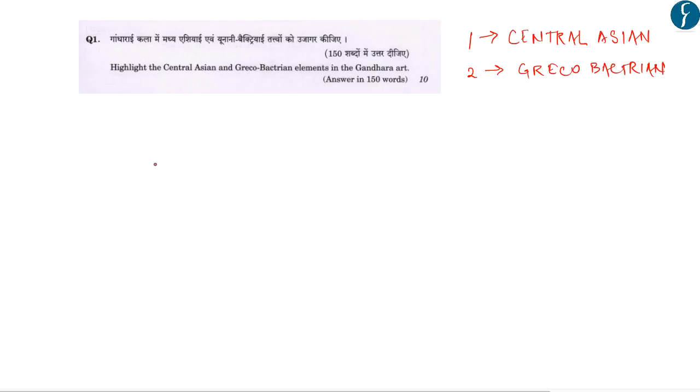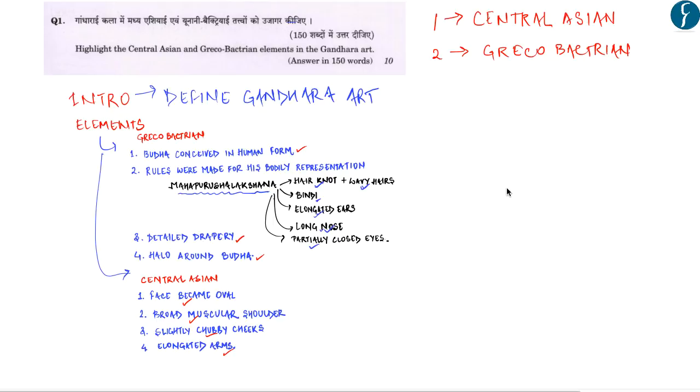The answer should ideally begin with an introduction. An introduction in this case can start by defining Gandhar art. Immediately after defining the Gandhar art, it is advisable to directly move on to describing the elements derived from Greco-Bactrian sources and Central Asian sources. So, after mentioning these two points separately, the demands of the question are more or less fulfilled.